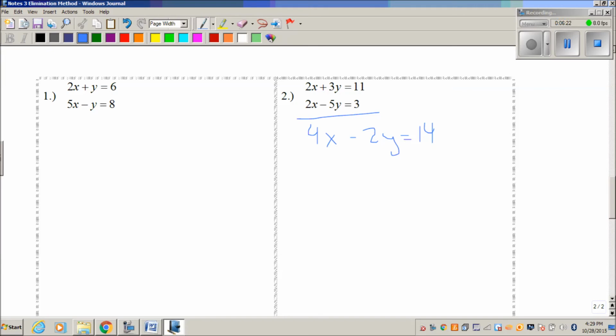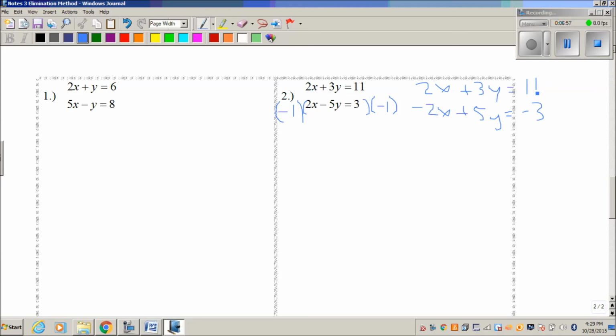So what I'm going to do is multiply one or both equations by something so that the variables will cancel. Now, it turns out that my x's have the same coefficient. So if I multiply the second equation by negative 1, and I have to do it to both sides, then I'm going to get negative 2x plus 5y is equal to negative 3. Now when I line up my equations, the top equation is 2x plus 3y equals 11.